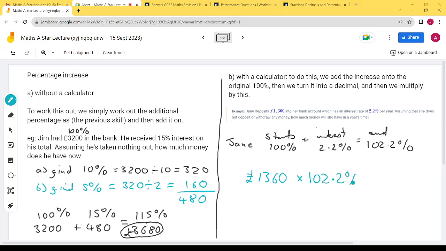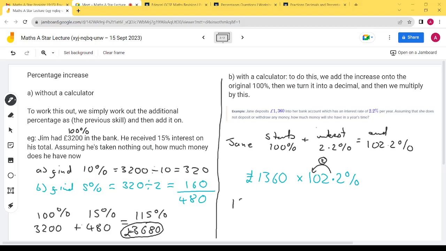102.2%. And remember, we want to turn this into a decimal. So we need to divide by 100, which means we move our decimal 2 places to the left. You could do it on a calculator, 102.2 divided by 100, but you should understand this because it could come up calculator or non-calculator in terms of doing percentages to decimals. Percentage to decimal is divide by 100, so your decimal point will go 2 places to the left.